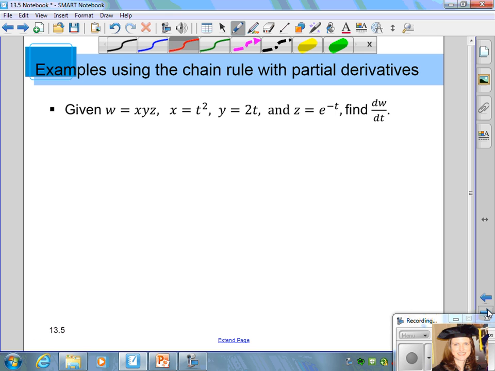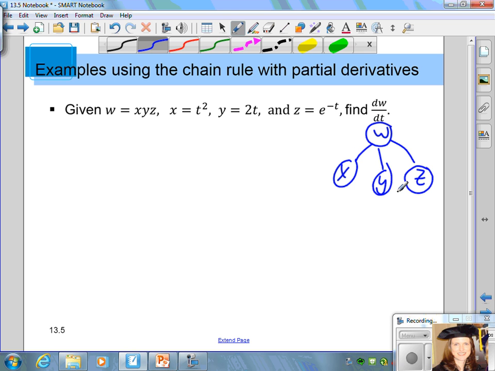Okay, for this example, we are given w equals xyz, x equals t squared, y equals 2t, and z equals e to the negative t. We want to find dw dt. And if we use that diagram method, we have w, which is a function of x, y, and z. So we've got 3 branches coming out of w, and x is a function of t, y is a function of t, and z is a function of t.